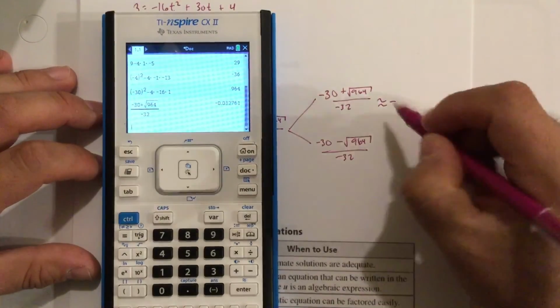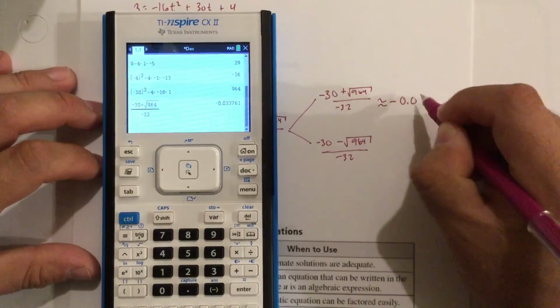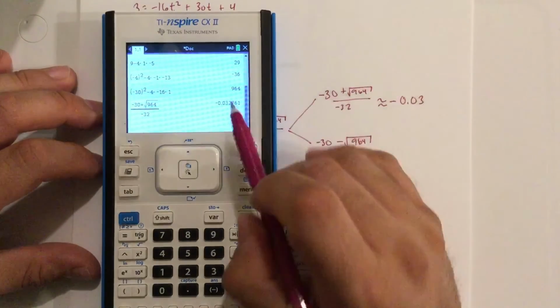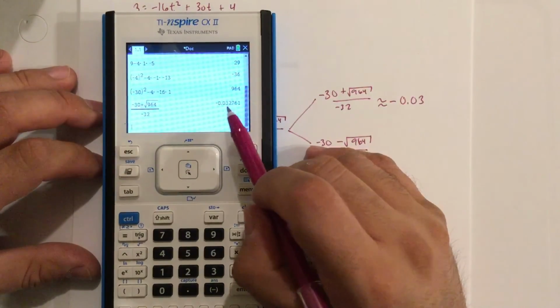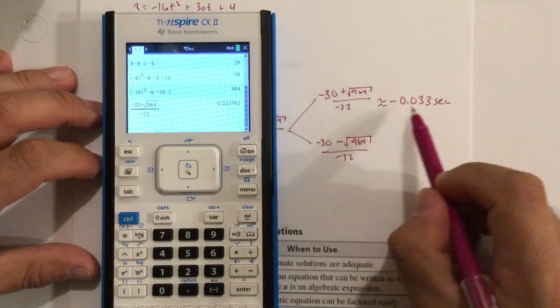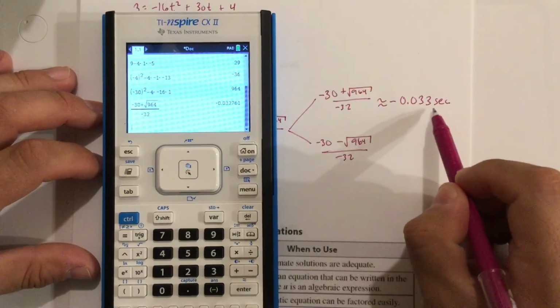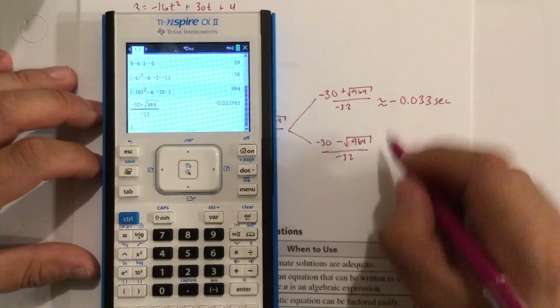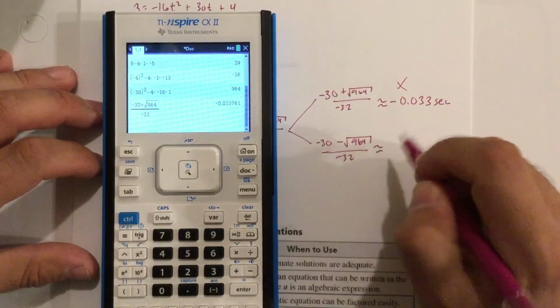And we're going to round it to 3 decimal places. So negative 0.033, and then we have a 7. The 7 rounds the 2 up to a 3. Now, the problem with this answer is that it's negative 0.033 seconds. You can't have negative time, so that's going to be wrong. Let's check the other one.